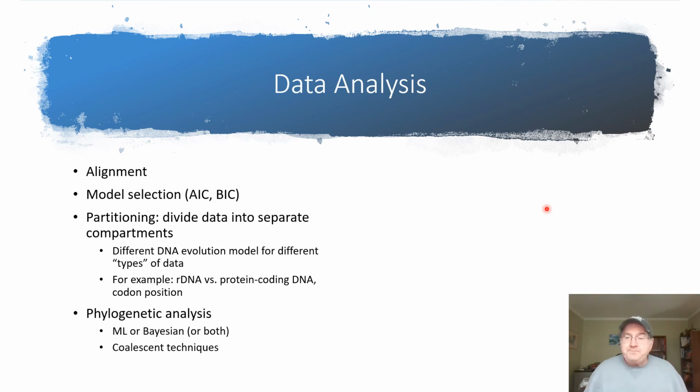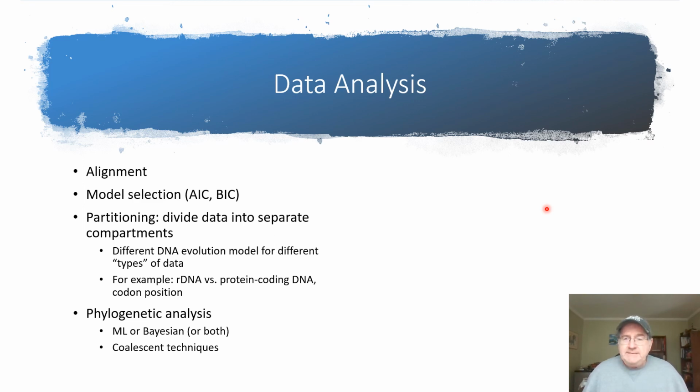So you may want, because each of these are under different selective pressures, to analyze each codon position separately. And in MEGA, you've probably seen in the menu, there's an option for you to do that, to analyze these things separately. So you can partition your data if needed.